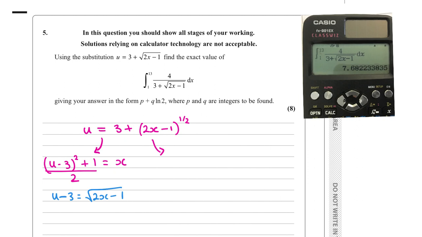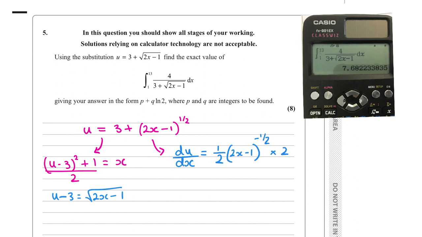Next one, we're going to have 4. We need to differentiate u with respect to x. Okay, so du by dx. 3 differentiates to 0. Now, remember this is chain rule, so we're going to get a half bracket to the minus a half. What are we going to multiply this by?